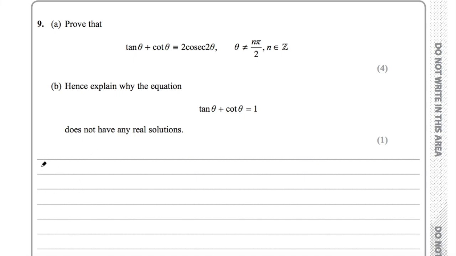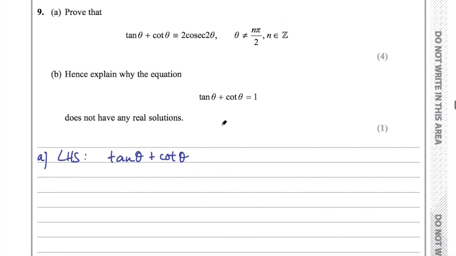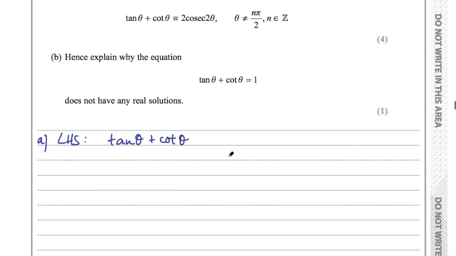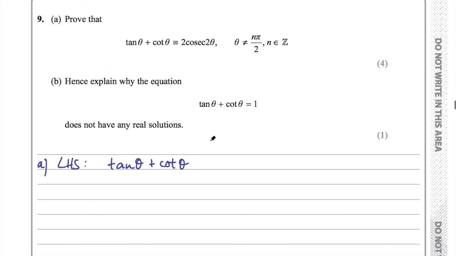So let's start off with the left-hand side, which is the tan theta plus cotangent theta. And we need to transform this into something that equals 2 cosecant 2 theta. I'm never really sure where to start with questions involving trigonometric identities. I usually just have kind of a play around, change some things, see if I can get to the solution. And I'm never really 100% sure that what I'm doing is the correct way to get there.